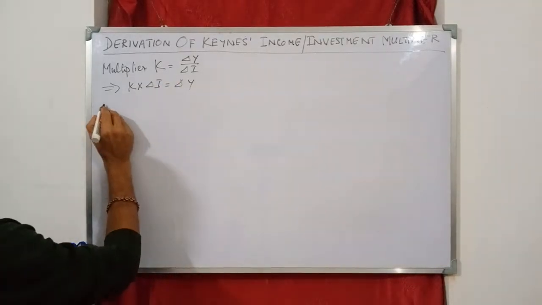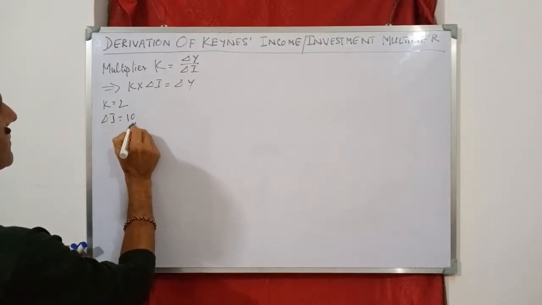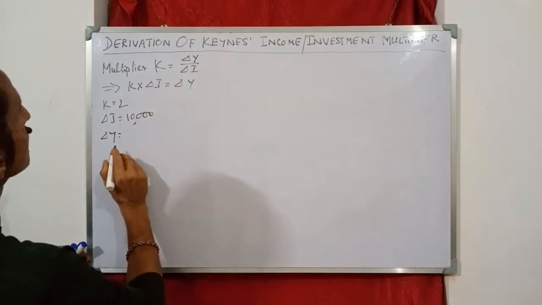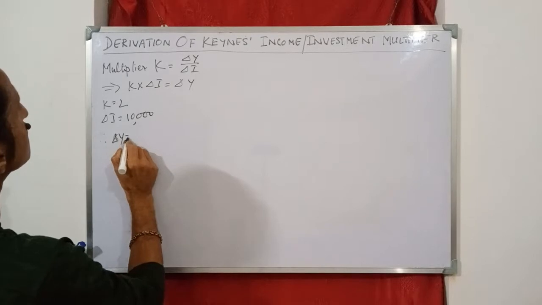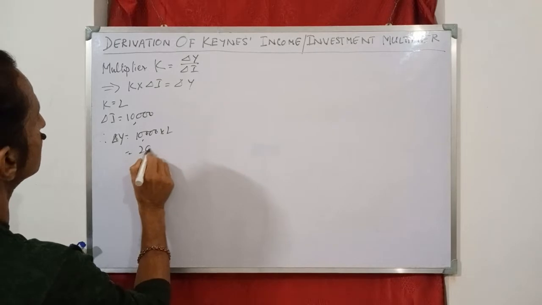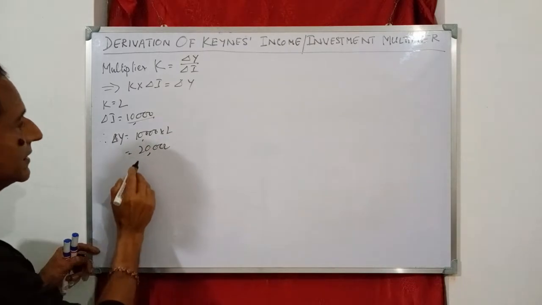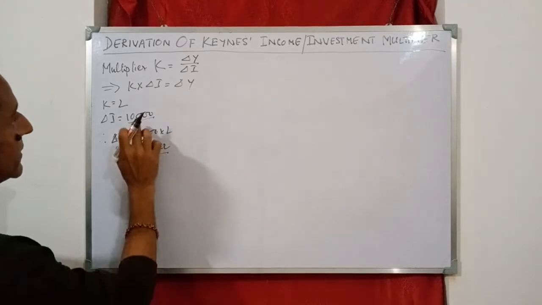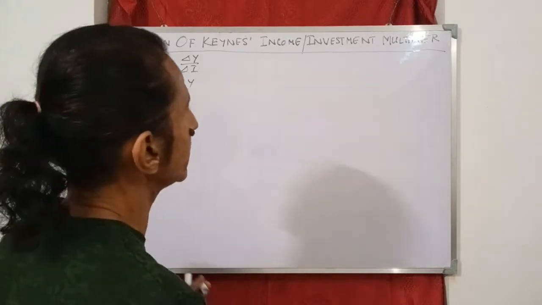Now suppose K equals to 2, delta I equals to 10,000 and delta Y equals to, then delta Y equals to 10,000 into 2 equals to 20,000. So although investment has increased by 10,000, income has increased by 20,000. So 20,000 by 10,000 is the multiplier. So graphically we can show in this way.